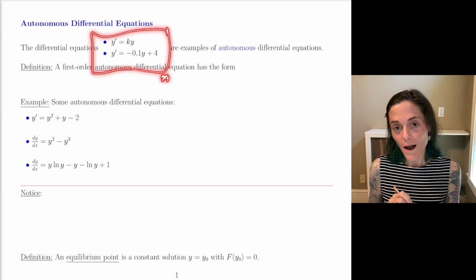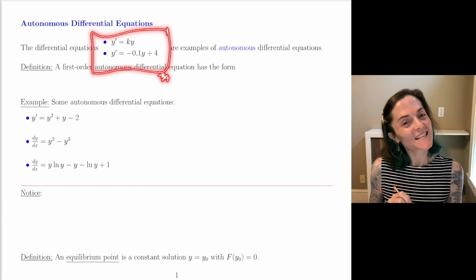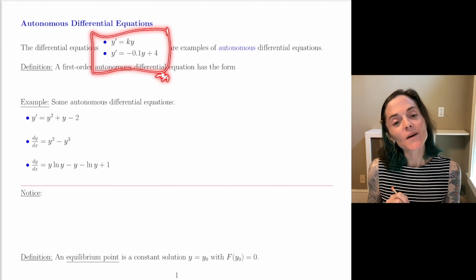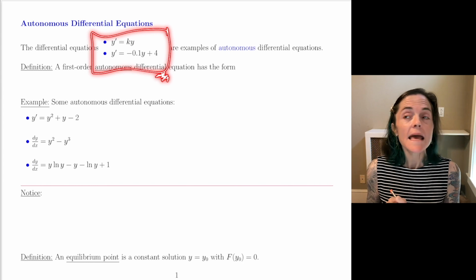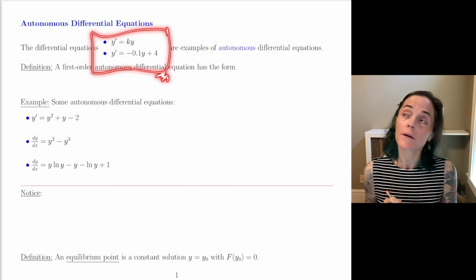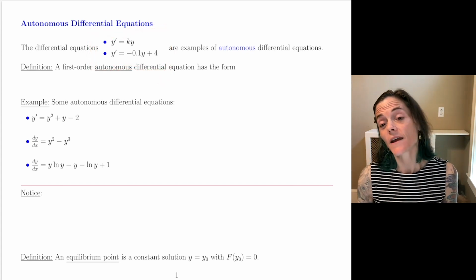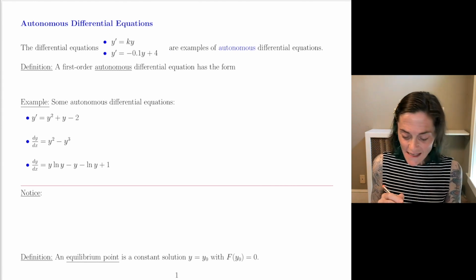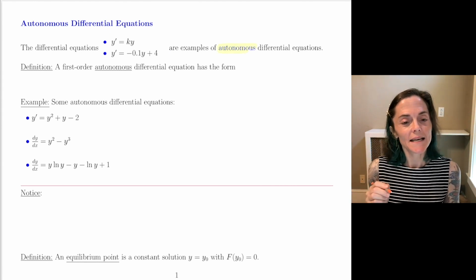If you recall, in the last video we talked about separable differential equations, and we solved both of these. y prime is ky gave us exponential growth and exponential decay. The second one, y prime is minus 0.1 y plus 4, came from a word problem about medication in the bloodstream after x hours, and we also solved it using separation of variables. Both of these are examples of what's called an autonomous differential equation.